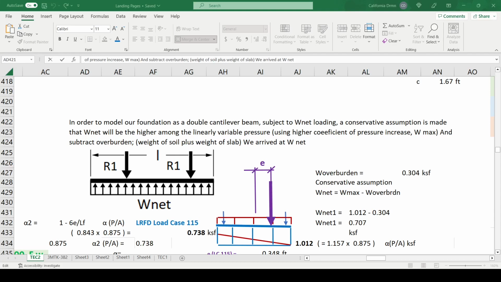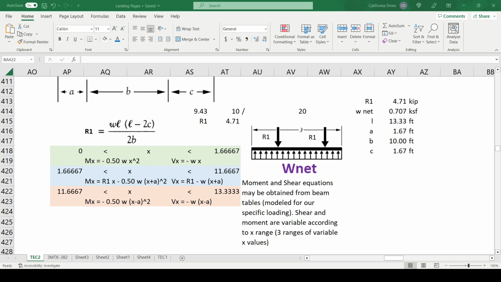In order to model our foundation as a double cantilever beam, subject to W-net loading, a conservative assumption is made that W-net will be the higher among the linearly variable pressure, using higher coefficient of pressure increase, W-max, and subtract overburden, weight of soil plus weight of slab, we arrived at W-net. Moment and shear equations may be obtained from beam tables, modeled for our specific loading. Shear and moment are variable according to X range, 3 ranges of variable X values.